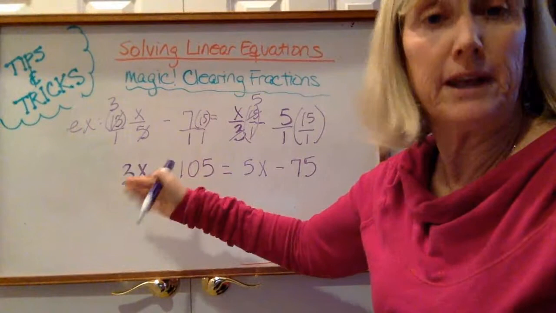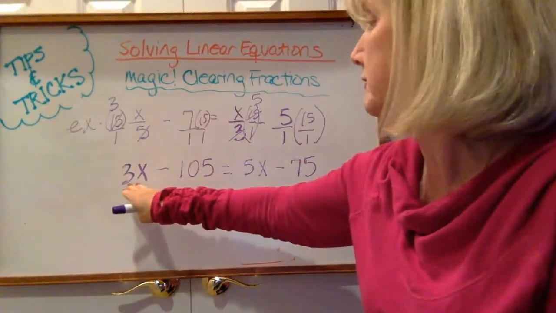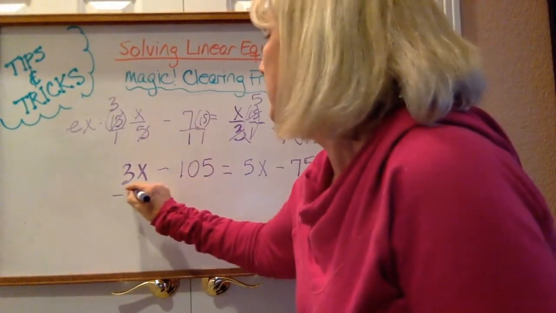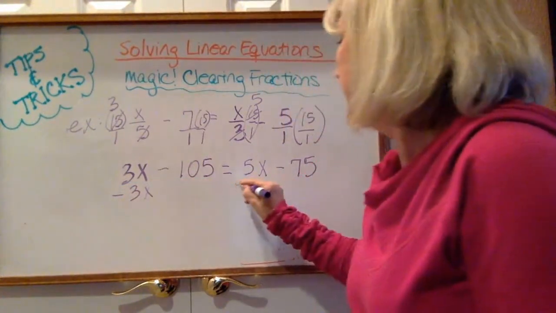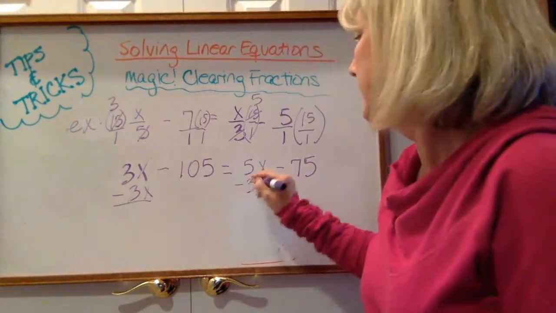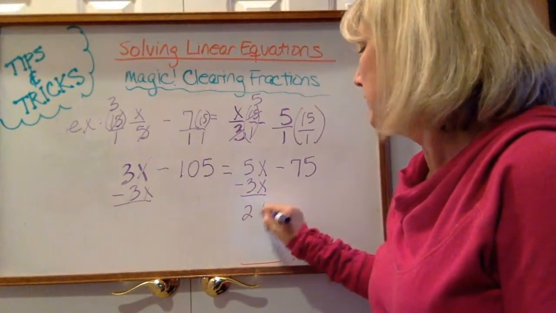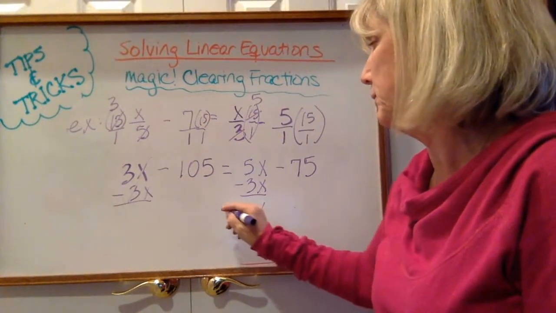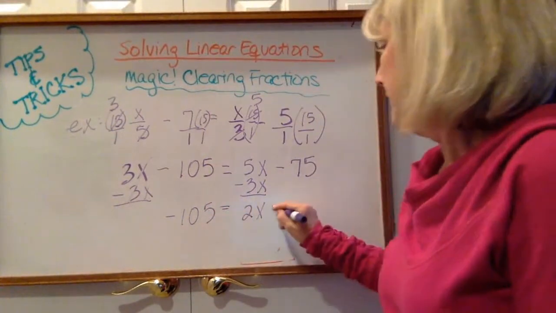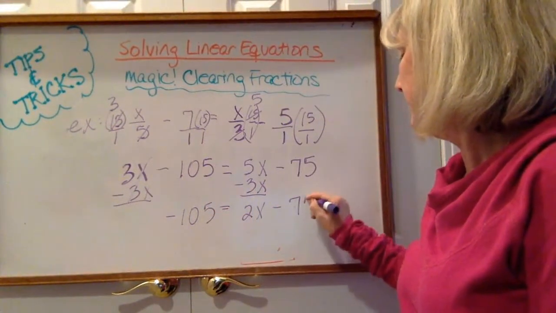So again, something I talked about in another video, you have a choice of moving the 3x or the 5x. We always move the smaller one. So this is minus 3x on both sides. So these go away. These turn into 2x. Notice the positive coefficient because we moved the smaller variable. We have negative 105 and minus 75.